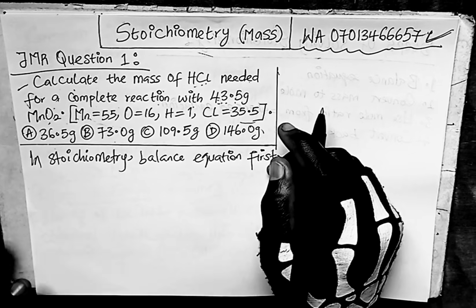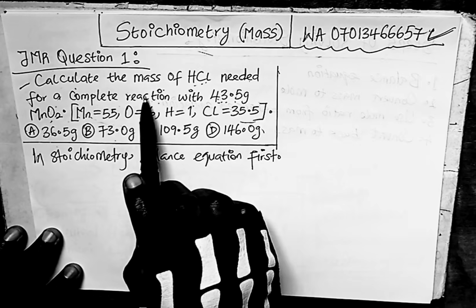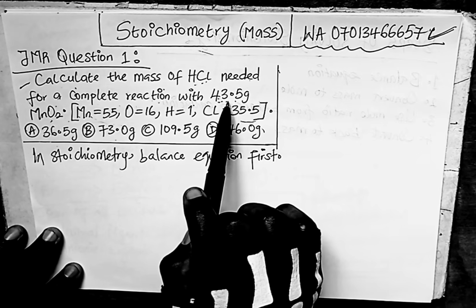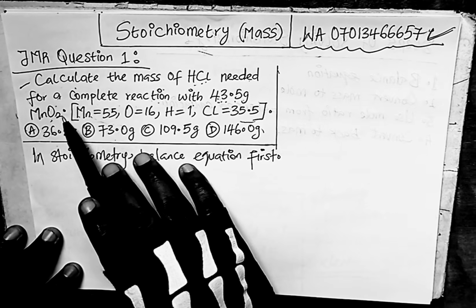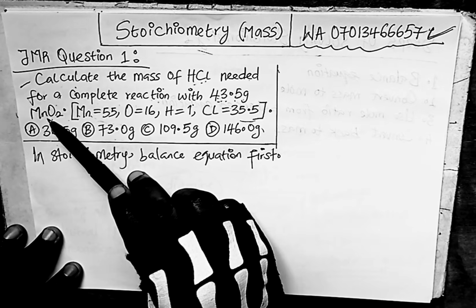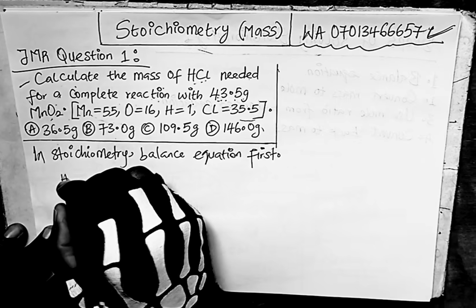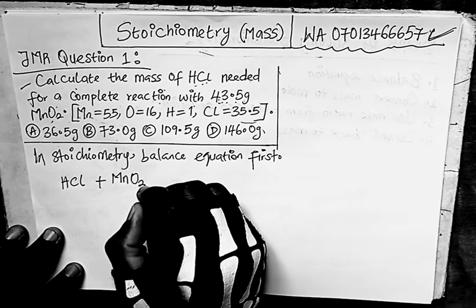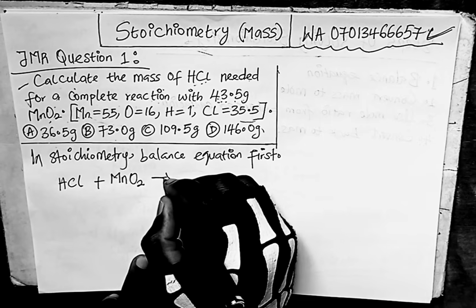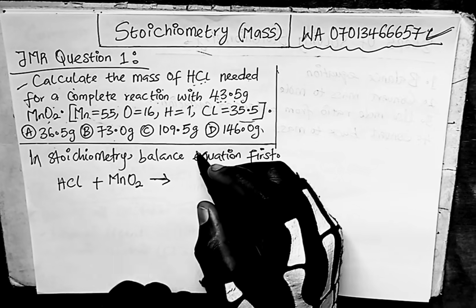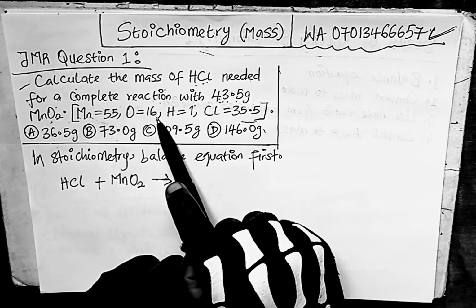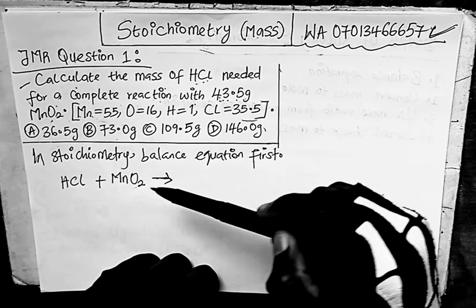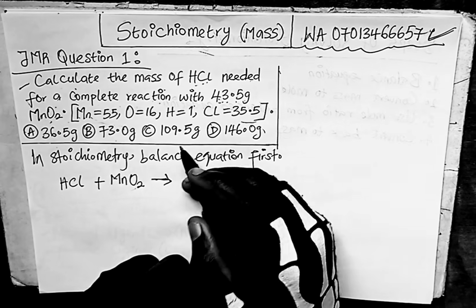So what do we have? They said the mass of hydrochloric acid needed to complete the reaction with 43.5 gram of manganese 4 oxide. The reaction is between hydrochloric acid and manganese 4 oxide. So we have hydrochloric acid plus manganese 4 oxide to give us what? Complete reaction. If you look at this place, you see everything that is here. All the elements here will be on this side of the reaction. So you react it together.